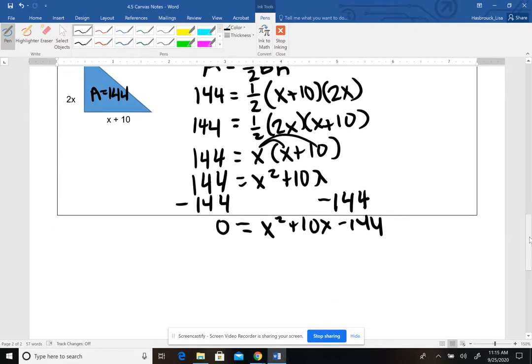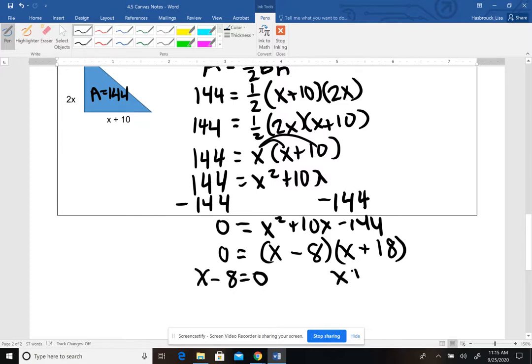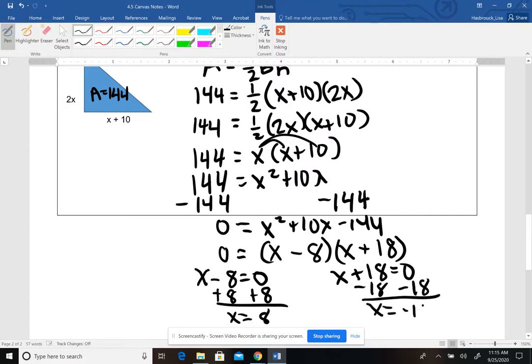So now we have a trinomial equal to 0, and we can solve it. We can solve this one by factoring. So I'm going to do 2 sets of parentheses, x and x. For 144, we can use 8 and 18. It needs to be a positive 18 and a negative 8 to get the 10 in the middle. Then I use zero product property to solve. X minus 8 equals 0. X plus 18 equals 0. I'm going to add 8 to each side to get x equal to 8. Subtract 18. X equals negative 18.